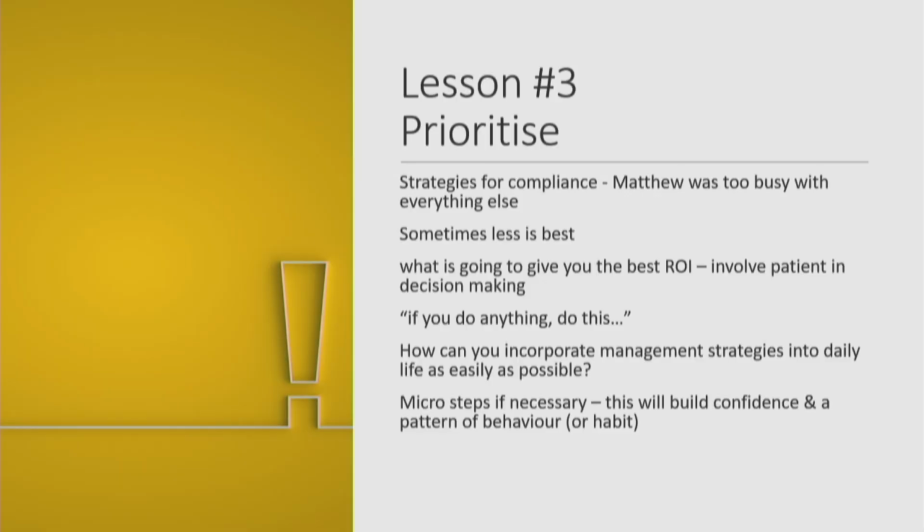He was too busy. He was doing everything else. Sometimes less is best, and we need to know what's going to give us the best return on investment. I had to involve him in the decision making for that, and I said, you've tried 6 months of this global approach, of this Pilates global strengthening hip stability type approach. Let's try something targeted. We haven't tried that yet, so we need to commit to that. So if you do anything, do that. So I gave him permission to let go of some other stuff. Let go of the Pilates, let go of the water running, let go of a little bit of the running stuff, and actually focus on what's going to target where his pain is.